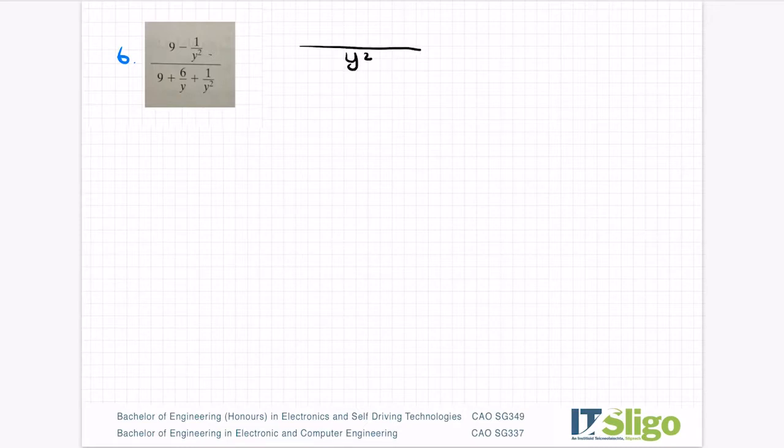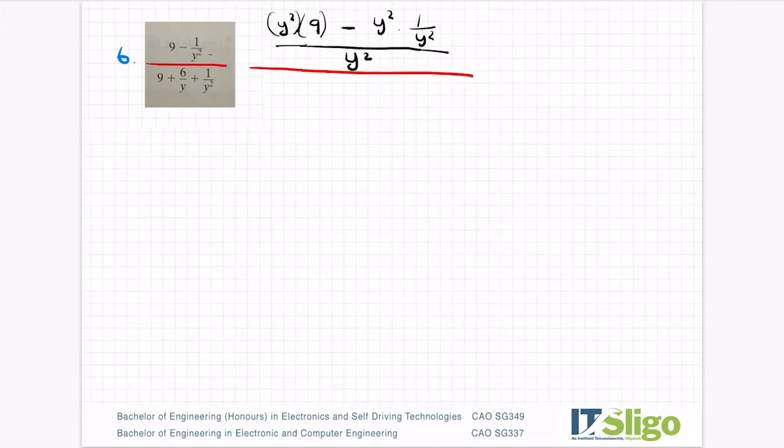So we've y squared as our common denominator, so we multiply everything on the top by that y squared. So we have y squared by 9 minus y squared by 1 over y squared. So what are we doing? We're multiplying the common denominator by what was there already. Okay, and then I'm just going to visually do that one in red so you can see what I'm doing.